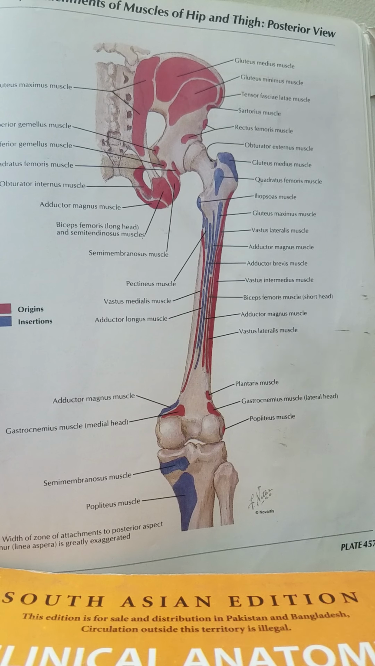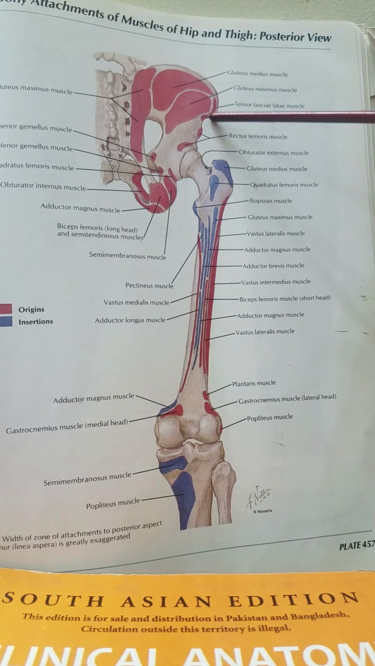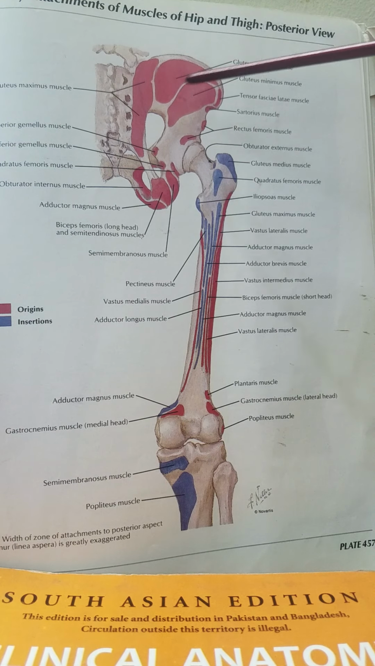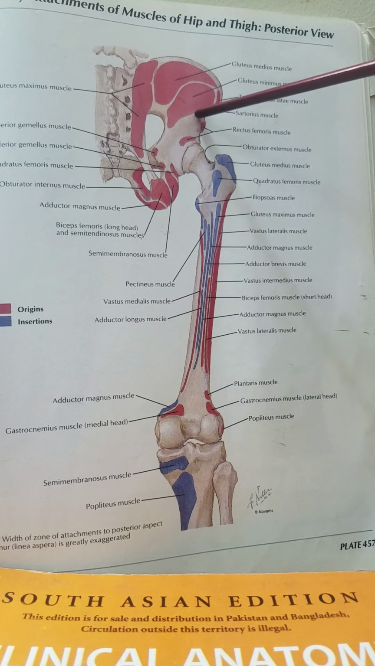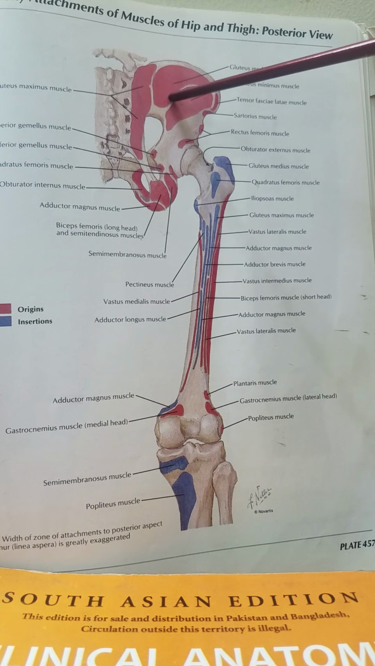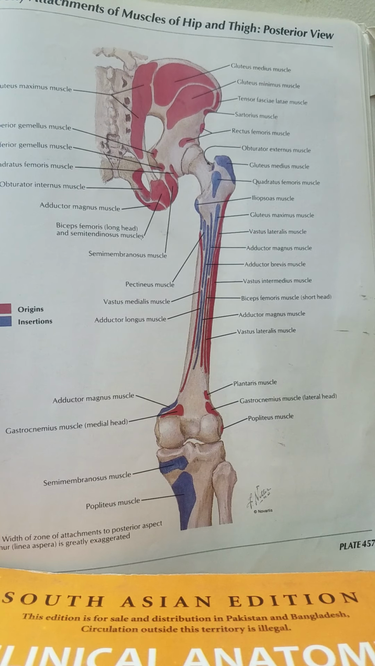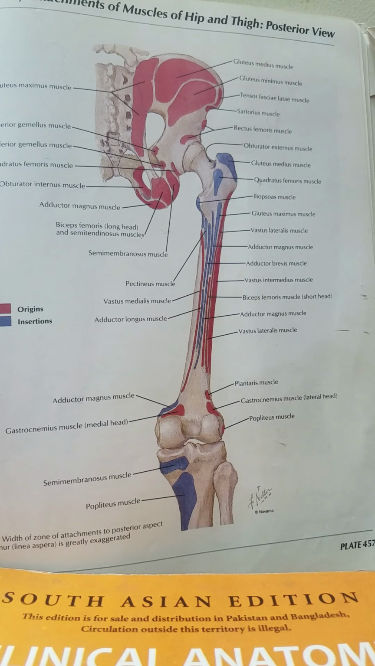So this is a posterior view of the hip bone. This here is the gluteal surface of the ilium. The gluteal surface has three gluteal lines. There is the inferior gluteal line would be somewhere here. This is the anterior gluteal line, and this would be the posterior gluteal line. In between these gluteal lines is the attachment of the gluteus muscles. We have three gluteus muscles: the gluteus minimus, the gluteus medius, and the gluteus maximus.